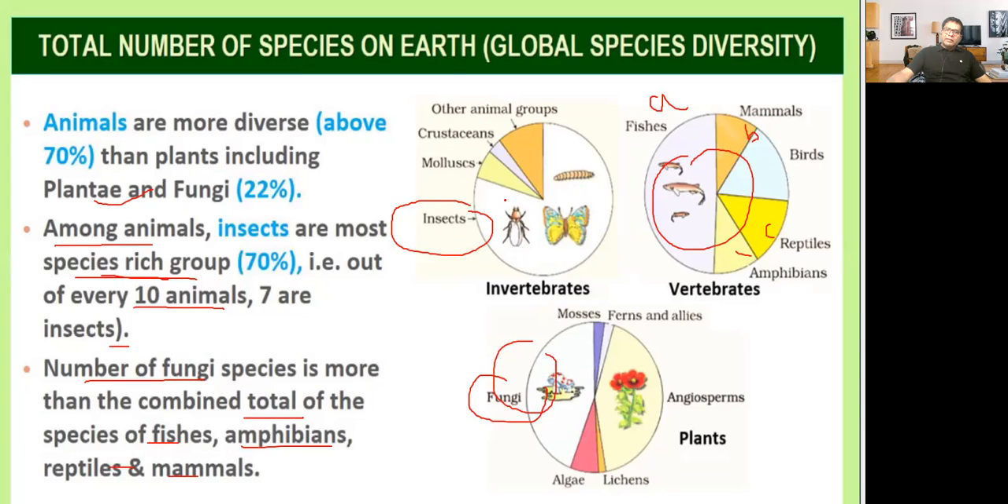The largest group of animals is insects, followed by mollusks, crustaceans, and other animals. Among vertebrates, the largest group is fishes, then reptiles, then birds, then mammals. You have to remember this chart and be able to label it. Among plants and fungi, fungi have the highest number, followed by angiosperms, then algae, then ferns, mosses, and lichens.